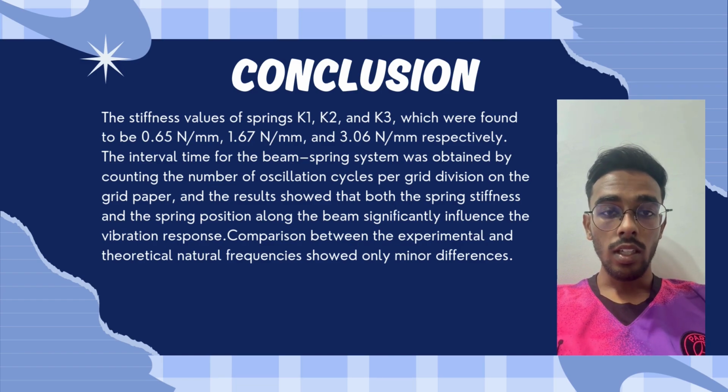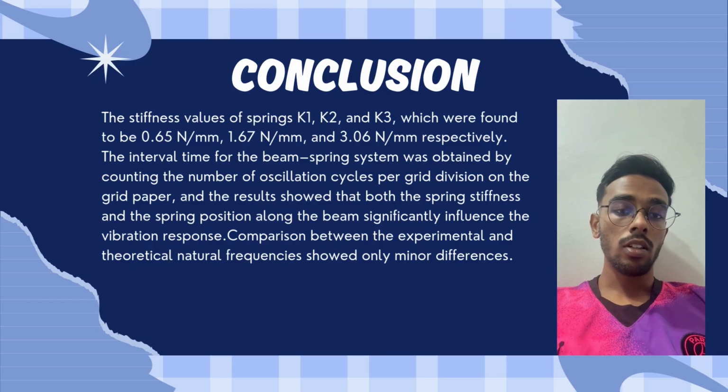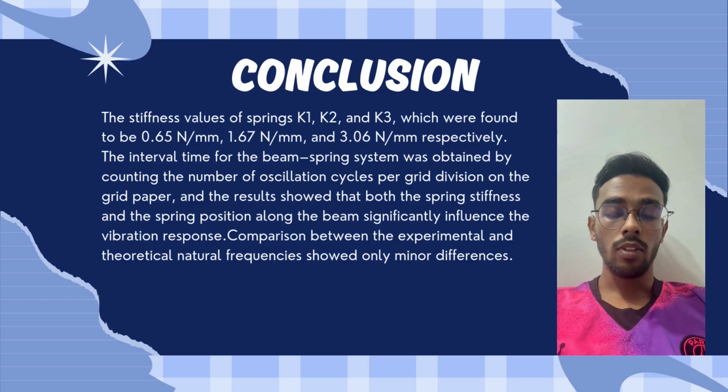Today I'm going to explain about the conclusion for this report. So in the conclusion, the experiment successfully achieved its objective by determining the stiffness values of spring K1, K2 and K3, which were found to be 0.65 Newton per millimeter, 1.6 Newton per millimeter and 3.06 Newton per millimeter.